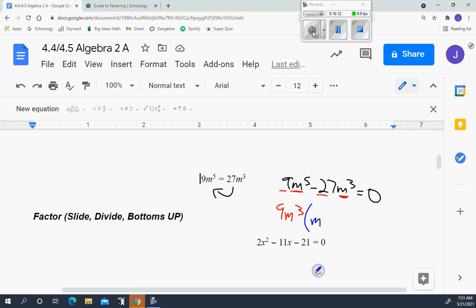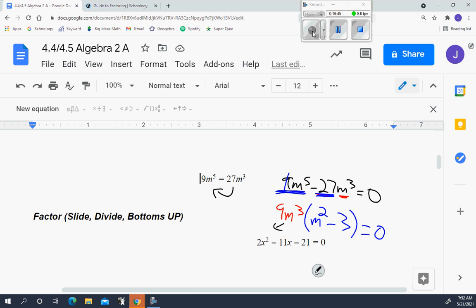What's left here? Well, I took out a 9, so the 9 goes away. I took out 3m, so 2 are left. Minus 27 divided by 9 that I took out is 3. And I took out 3 m's already, equals 0. Okay. Solve for m. Well, I have factored completely. Now I just set equal to 0.